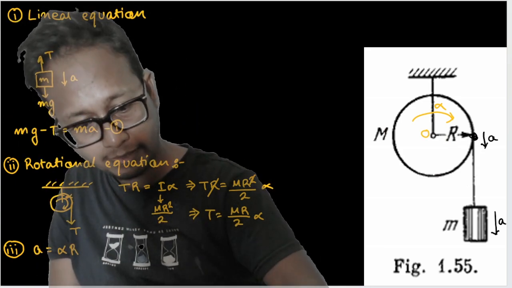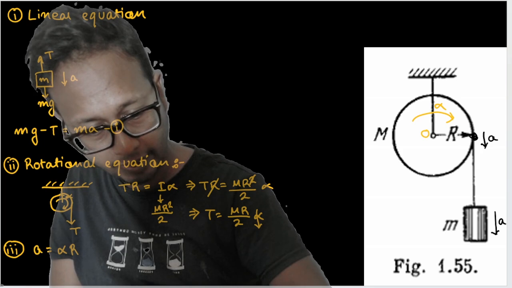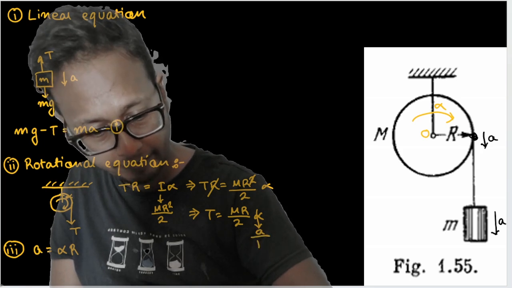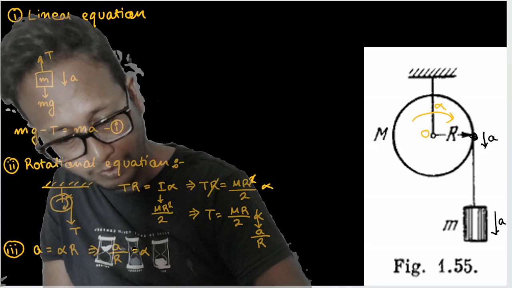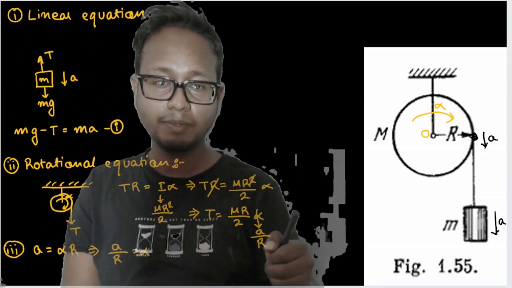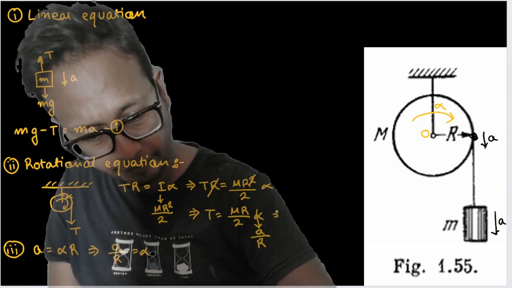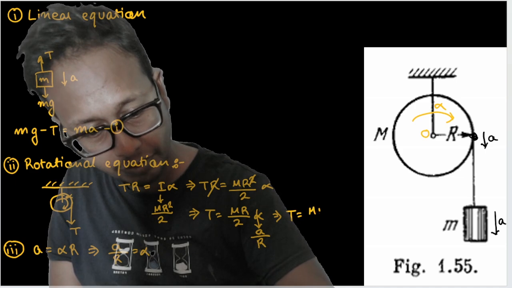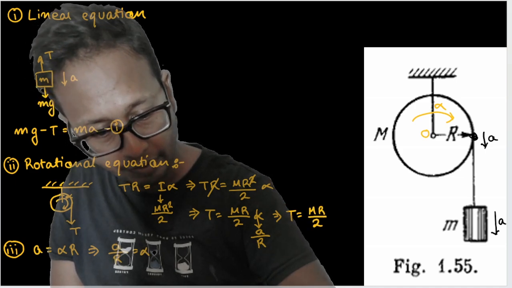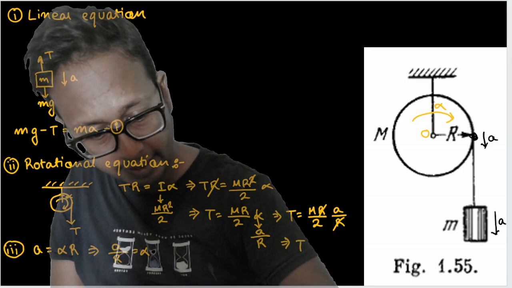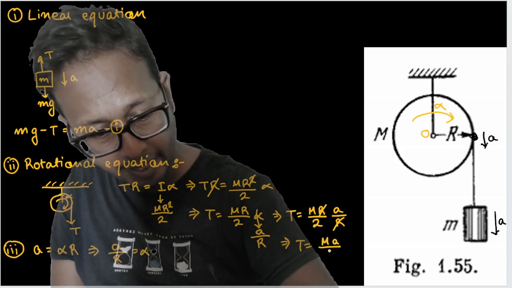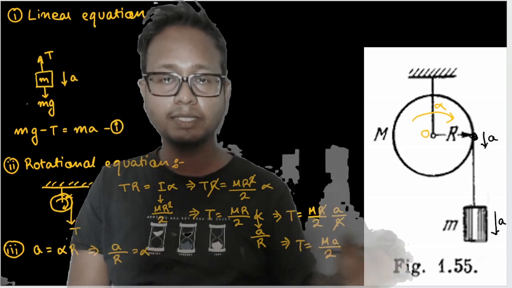Now if I substitute alpha with A by r, I can rewrite the equation as A by r is equal to alpha. So I'm substituting alpha out here by A by r. I'll get my equation as T is equal to M r by 2 into A by r. The r and r will get cancelled. T is equal to M A by 2. This is the third equation that I get.